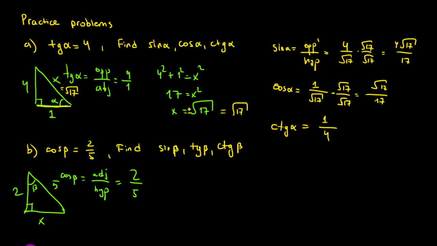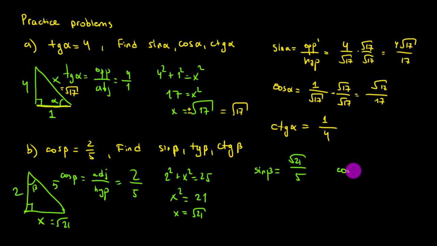So you have to find x. What is x? 2 squared plus x squared equals 25. Then x squared is 21, and x would be square root 21. So this one is square root 21. Sine beta would be equal to opposite over hypotenuse. For beta, the opposite side is this one, square root 21, over 5.